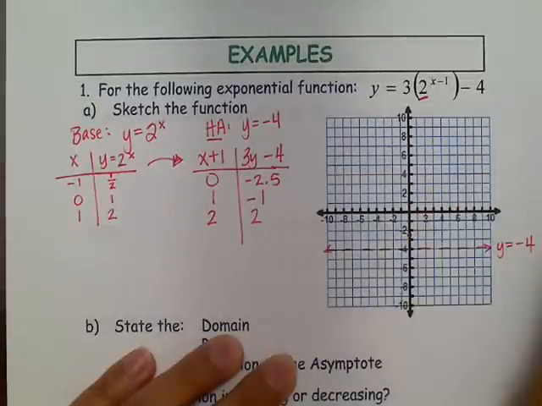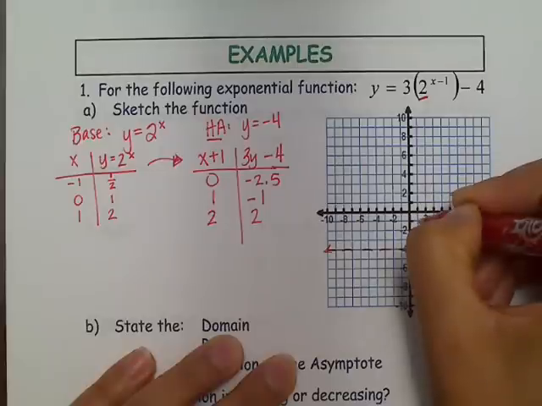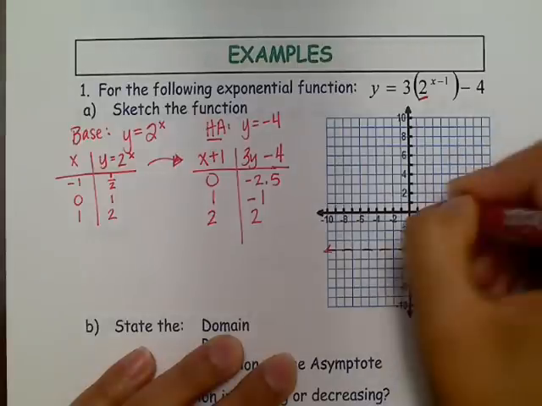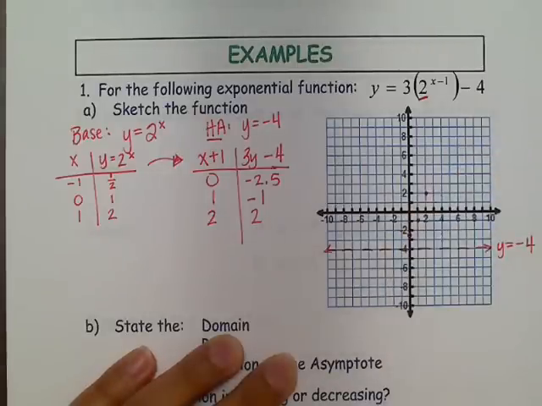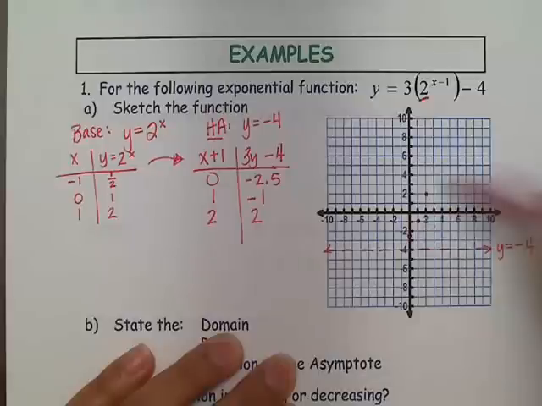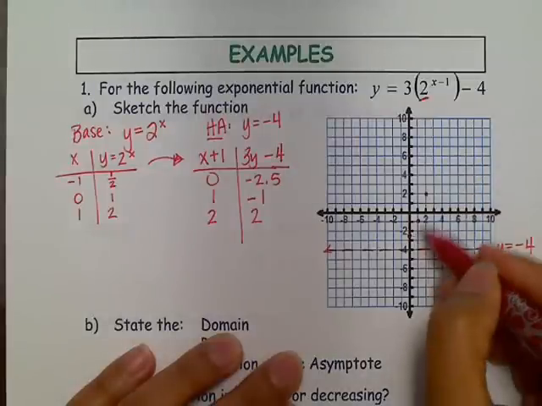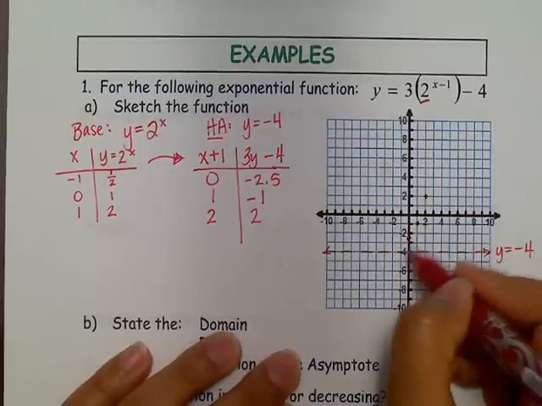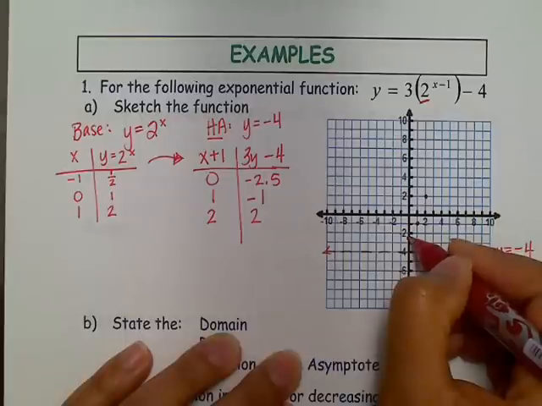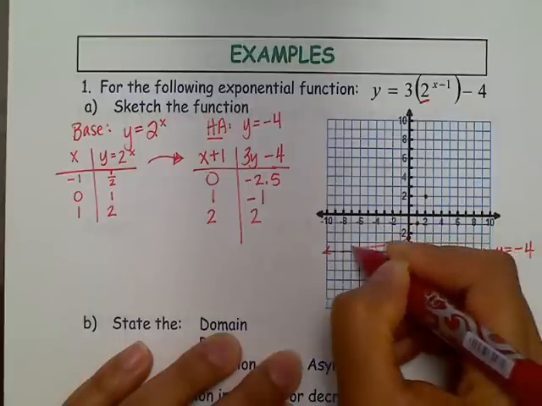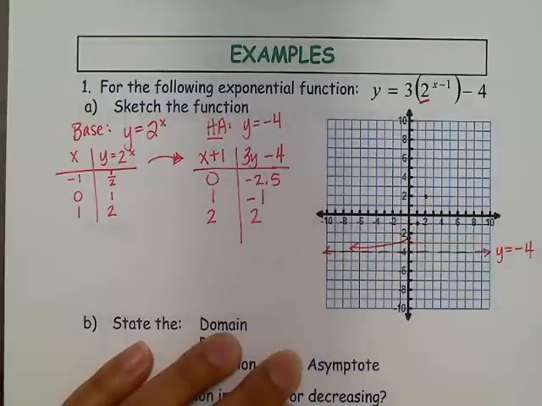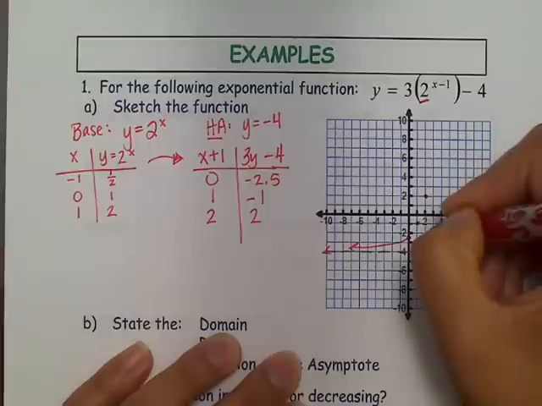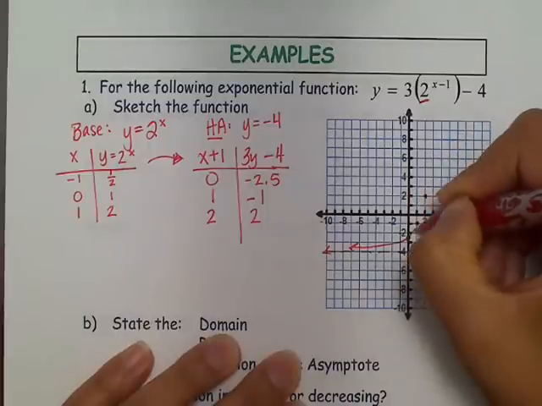I'm going to plot these points. I have a point at 0 and -2.5, a point at 1 and -1, and a point at 2 and 2. What you'll notice is these 3 points, and what I want you to recognize is that when you are sketching your exponential function, the point closest to the asymptote is the point that's approaching the asymptote. That's how I know that the graph is going to go down and towards the left that way.